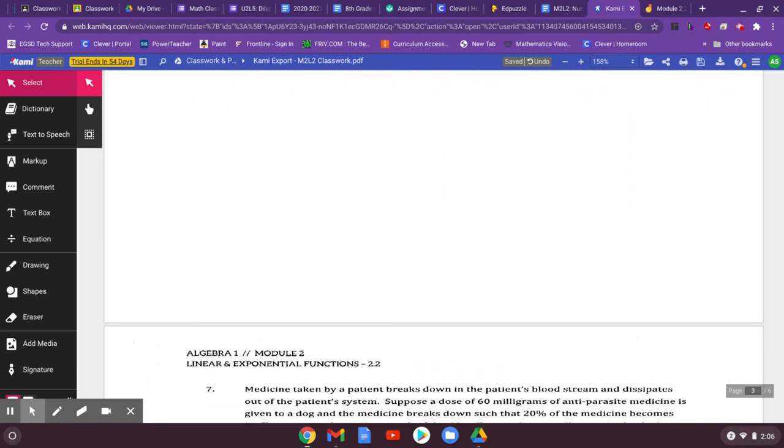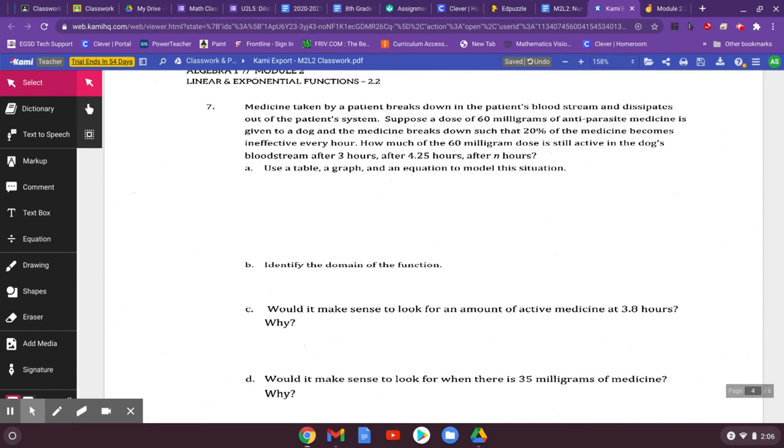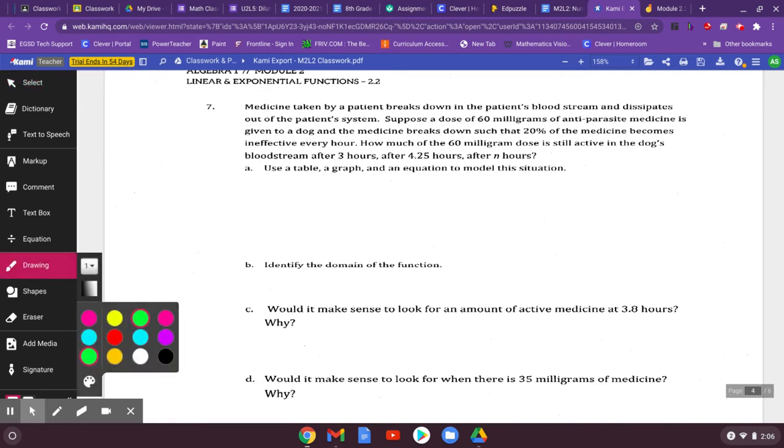All right, let's jump to 7. We're getting there. Okay, so 7 says medicine taken by a patient breaks down in the patient's bloodstream and dissipates out of the patient's system. Suppose a dose of 60 milligrams of anti-parasite medicine is given to a dog, and the medicine breaks down such that 20% of the medicine becomes ineffective every hour. How much of the 60 milligrams dose is still active? So we want to know what's left in the dog's bloodstream after 3 hours. 4.25 and in. Table, graph, equation.